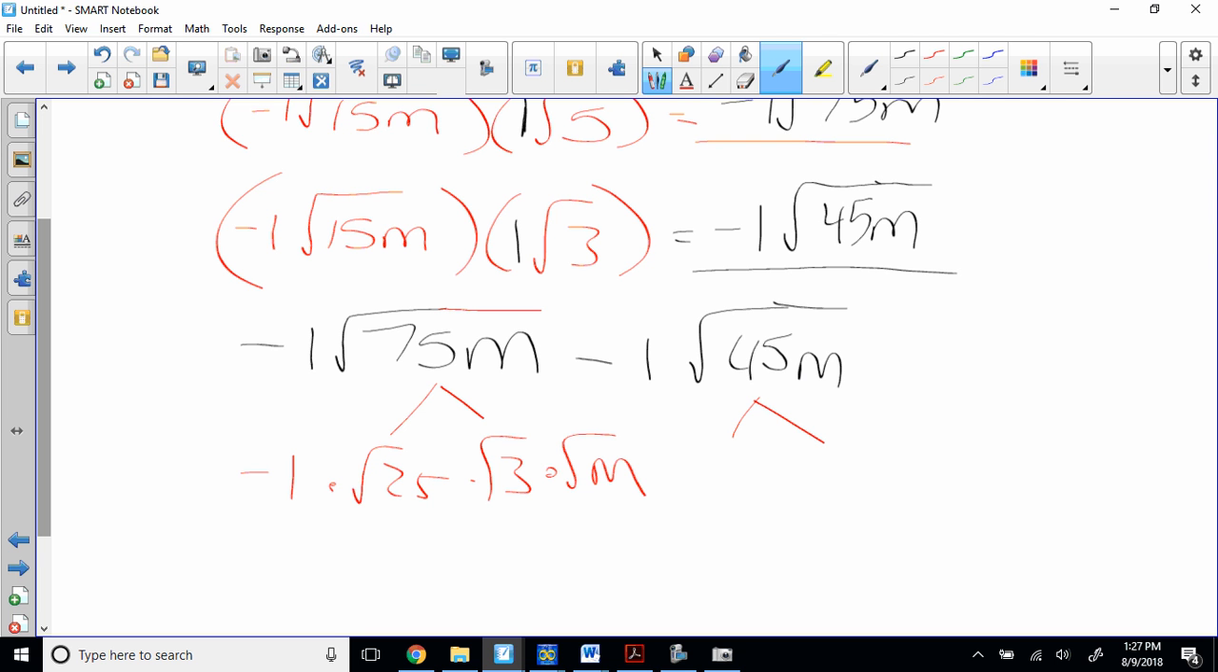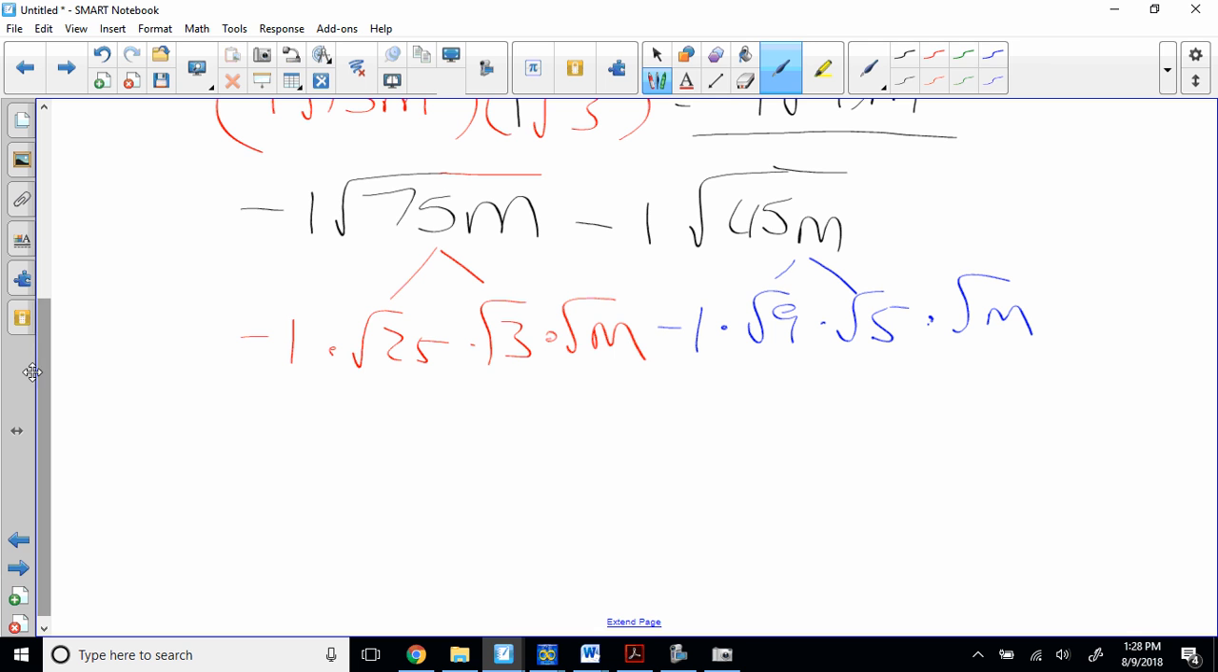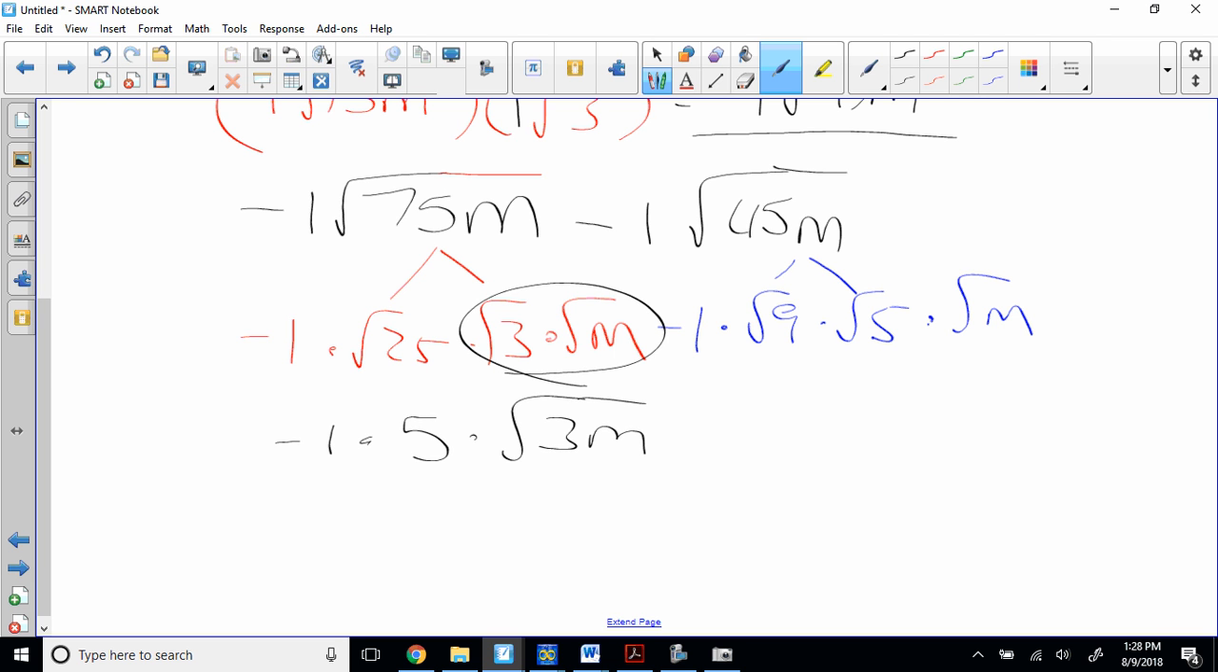All right. So now here, let's change colors because I like. Okay. So we're gonna go. -1 times square root of 9 times square root of 5 times square root of m, right? So here we go. -1 times 5 times square root of 3m, right? I'm just going in and combining those. And then I got -1 times 3, right? Well, I better pull that down, right? Times square root of 5m.